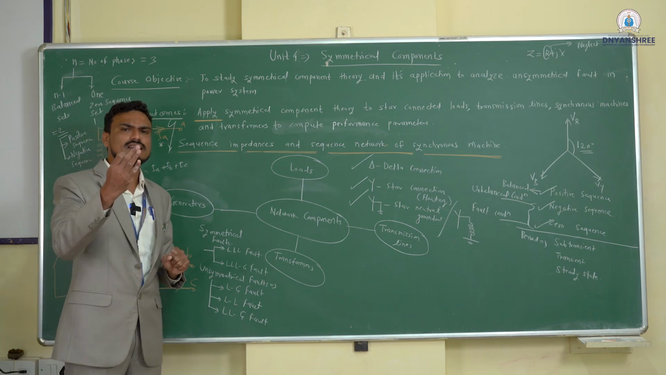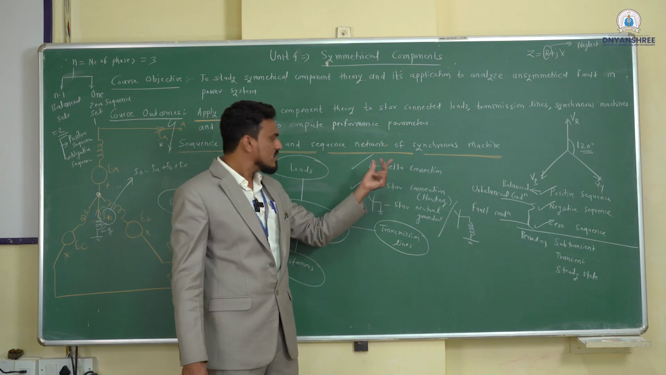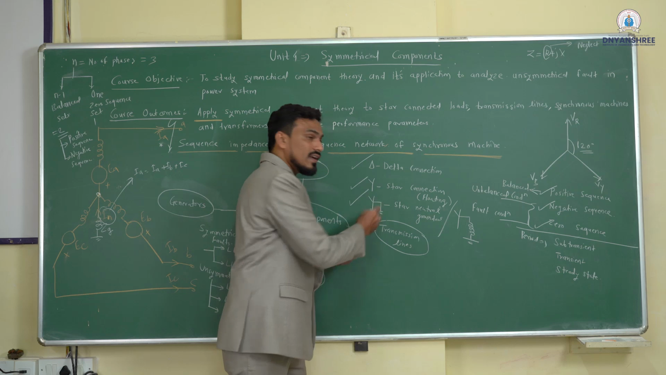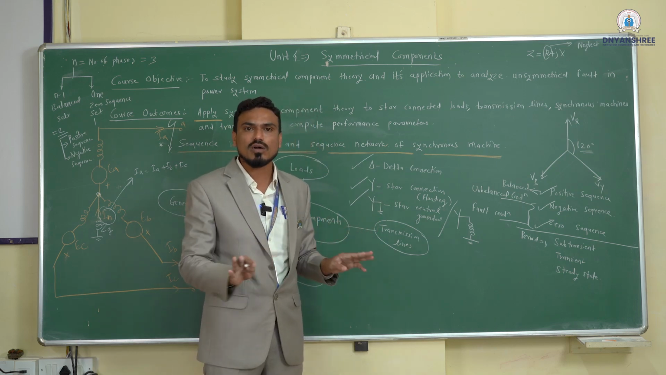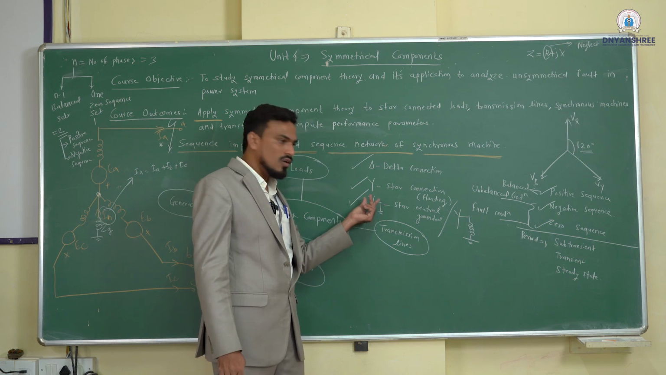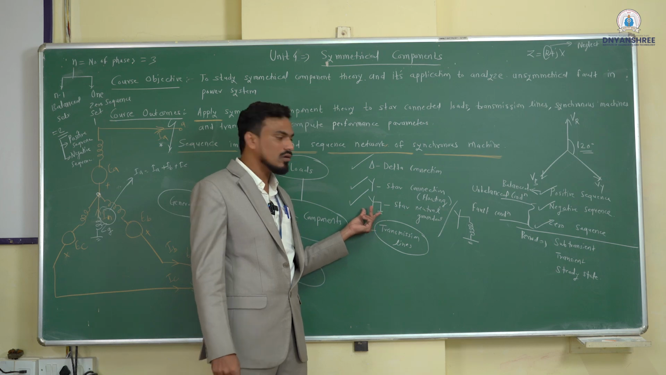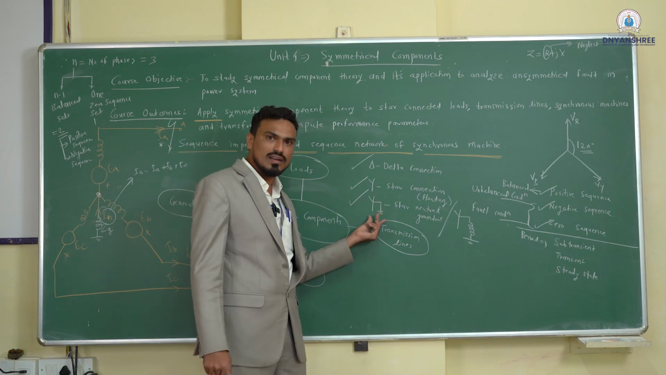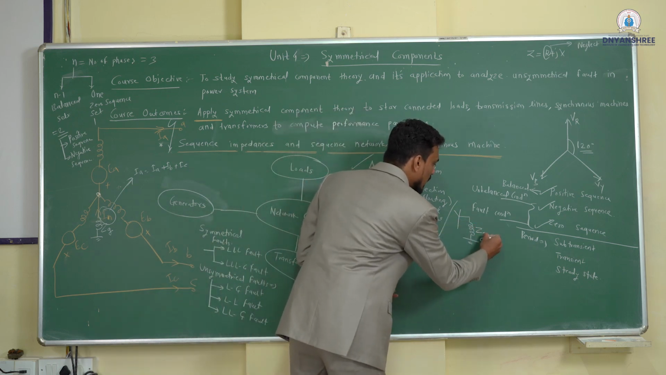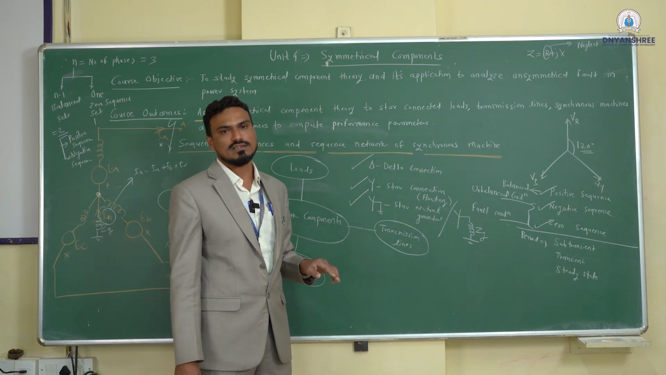They are connected in three ways. The first is delta connection. The second is star connection with neutral floating, which means the neutral is not at all connected to the ground. The third is star connection with neutral grounded. There are two ways to ground the neutral: either solidly, or through a certain impedance, the grounding impedance ZG. So these are the ways we can have a connection.